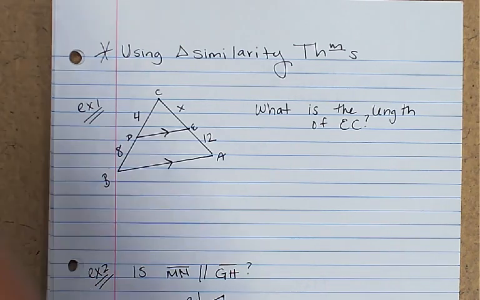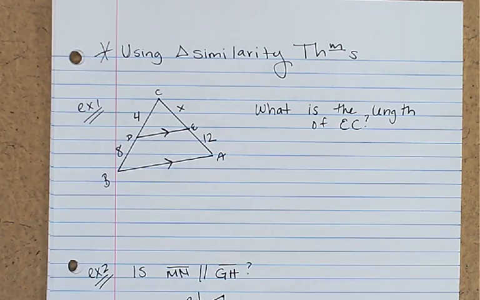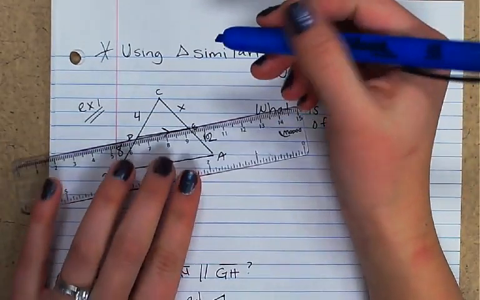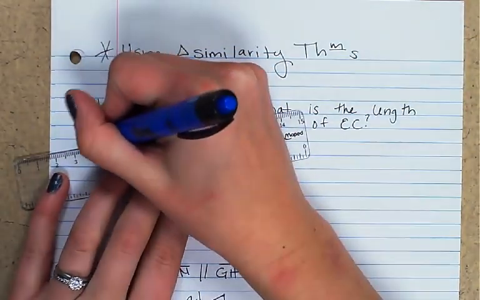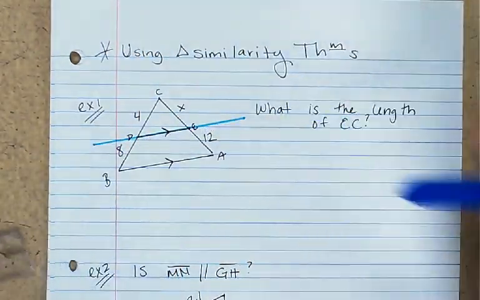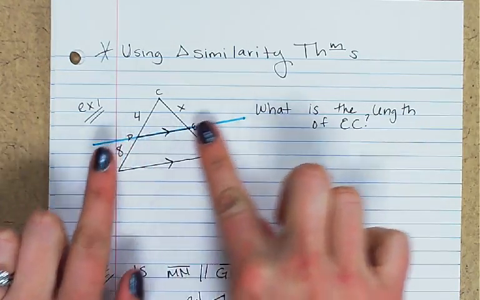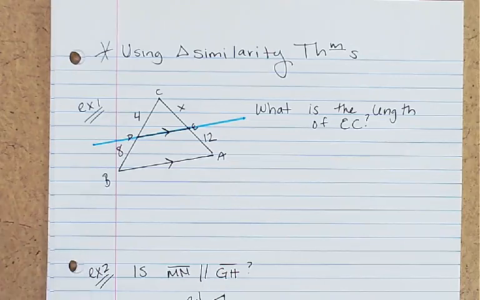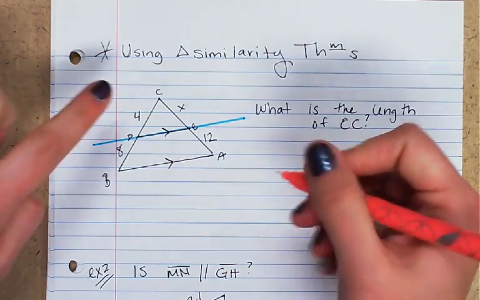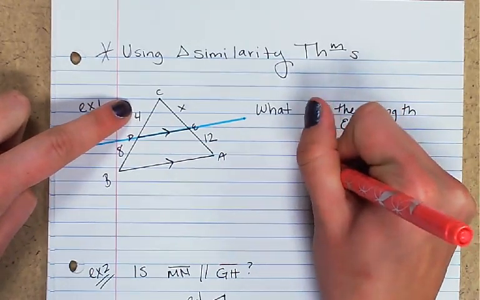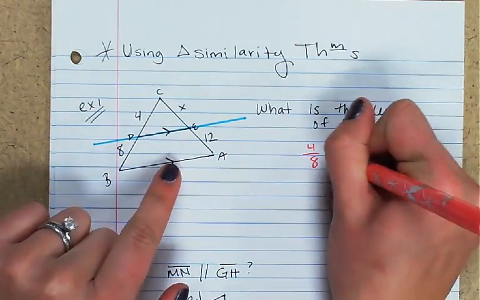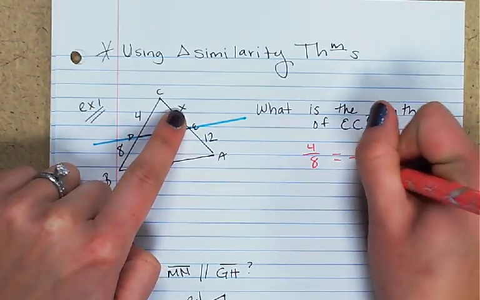So the way that I think of it is, wherever that parallel line is, I just draw a big line, and I imagine that that's my fraction bar. It helps me set up the proportion. So if I imagine that as a fraction bar, what we end up with is 4/8 has to equal x over 12.